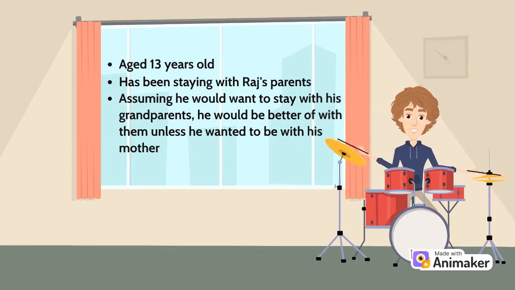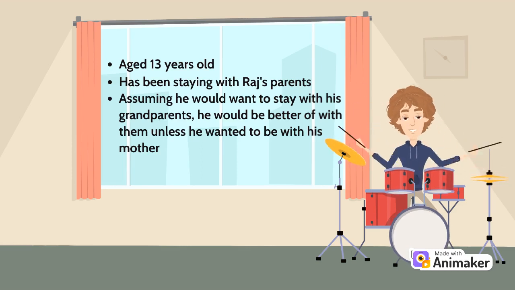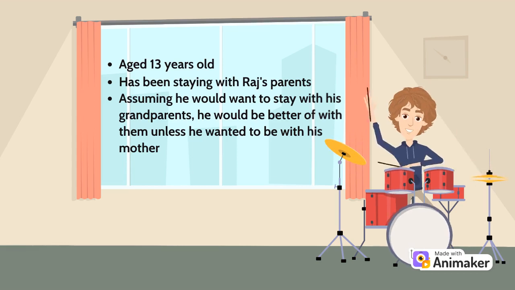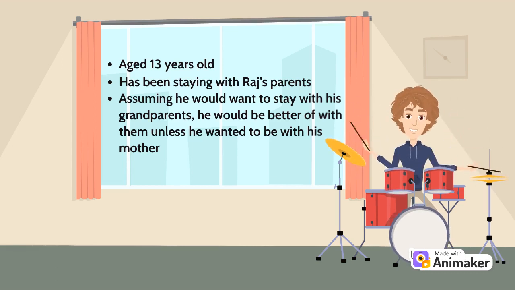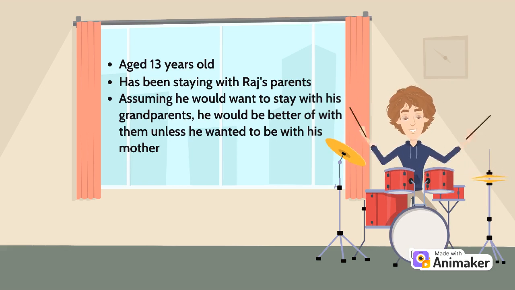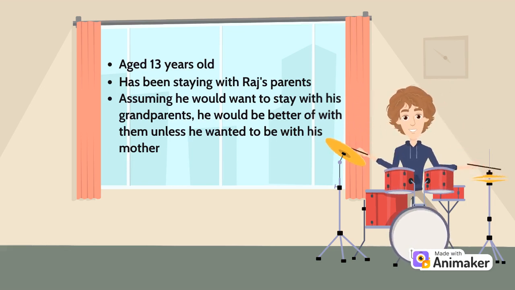For the third child, a boy aged 13 years old, he has all along been staying with Raj's parents, who are his own paternal grandparents in Johor Bahru. Applying the case of Jayakumar Karupanan versus Jayakumar Krishnan, we can assume that the third child wanted to stay with his grandparents. Therefore, a presumption should arise that he would be better off with them unless he wanted to be with his own mother.